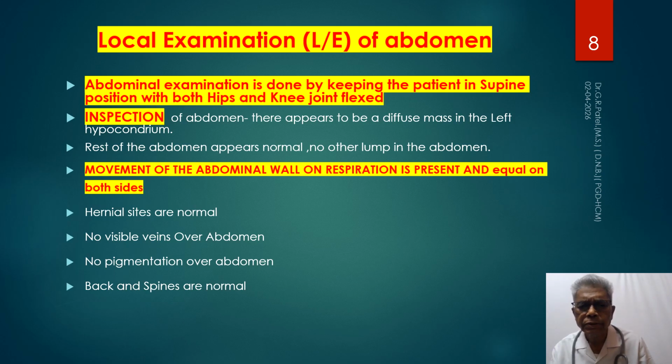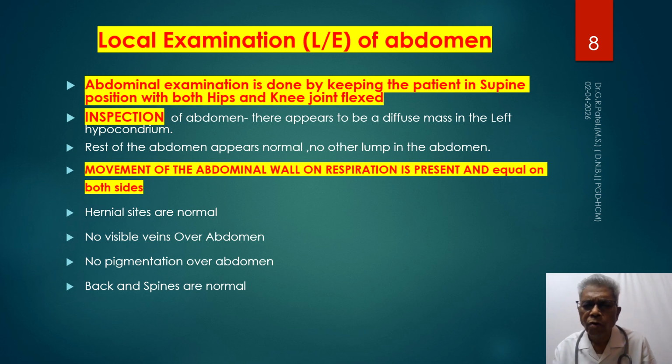Local examination of the abdomen is done by keeping the patient in supine position with both the hips and knee joints flexed so that the abdominal wall is relaxed. On inspection of the abdomen, there appears to be a diffuse mass in the left hypochondrium. Rest of the abdomen appears normal, no other lump in the abdomen.